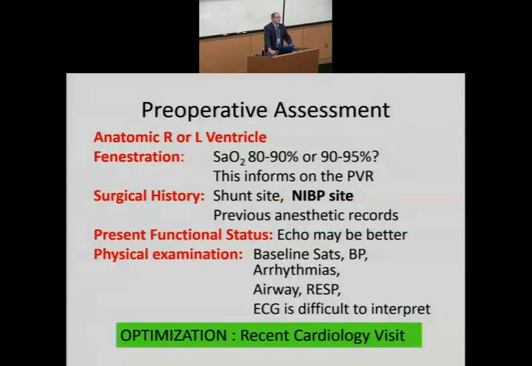So, you want to look at is there a recent echo? Have they seen cardiology recently? Are they optimized? Should they be admitted for elective surgery, some diuretics, maybe some ACE inhibitors? Do they need some inotropes during the surgery? Do they need invasive monitoring? Those become factors looking at the substrate and determining what procedure they're going for. The ECG is often very difficult to interpret in single ventricle anatomy. You can't really see ST segment depression. There's bundle branch blocks, so they may not always be very easy to determine.